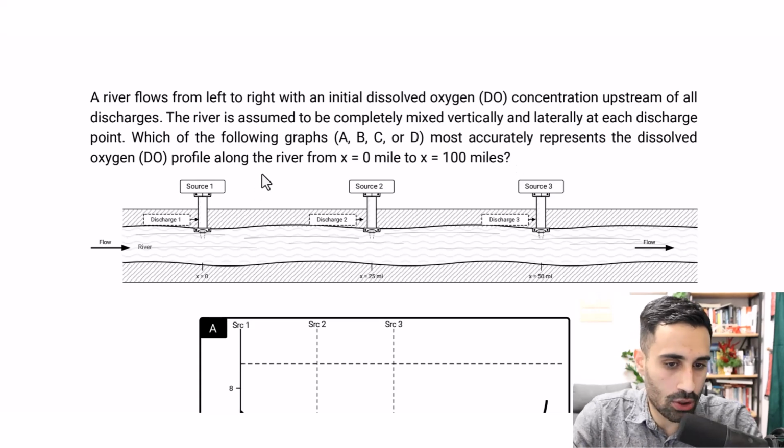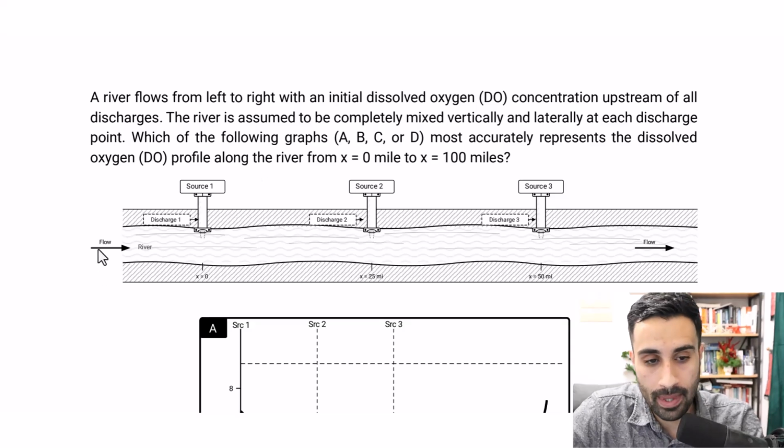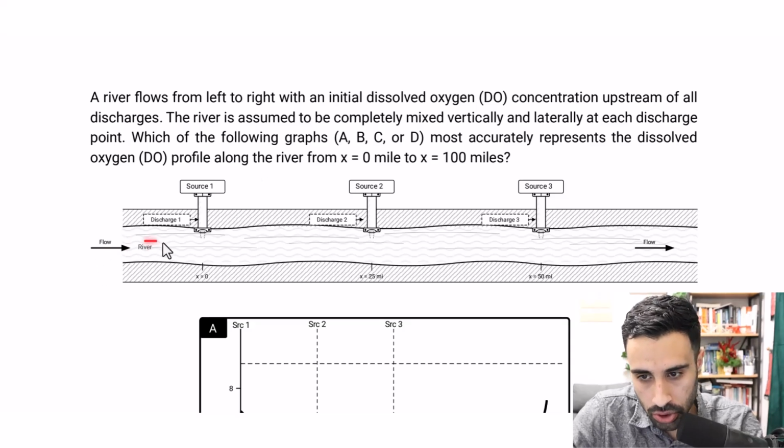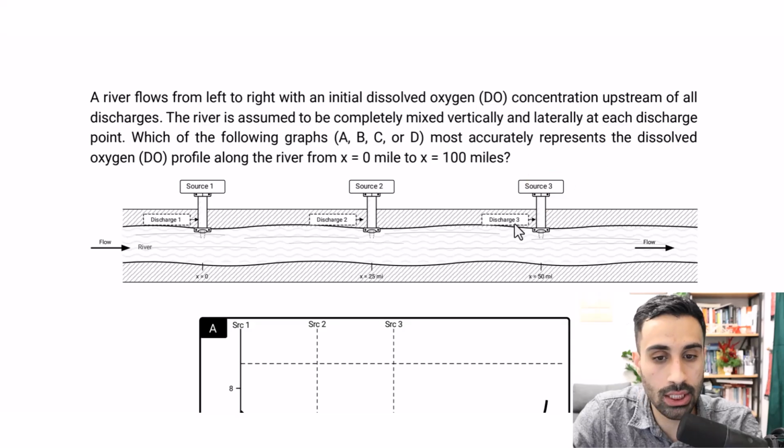So looking at this, we know we have a river, and that is clearly shown as this. It has a flow. That's the river. Now looking also, we have sources. So we have source 1 that discharges, source 2 that discharges, source 3 that discharges. These are the sources: discharge 1, discharge 2, discharge 3.